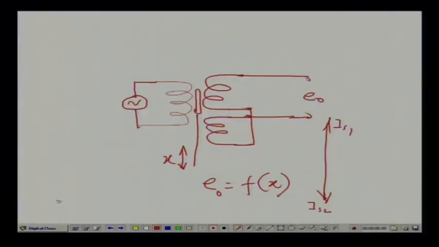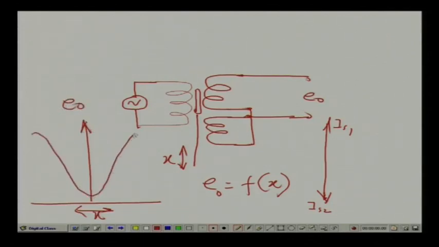Now, if I plot this LVDT, as I have told you several times, with x on one axis and the output voltage E naught on the other, the response will look like this. It should be a straight line, because the LVDT is linear. If I make a displacement and measure the magnitude, since it is an AC voltage, I will get an amplitude. So this will be plotted. Clear? This is our basic LVDT.